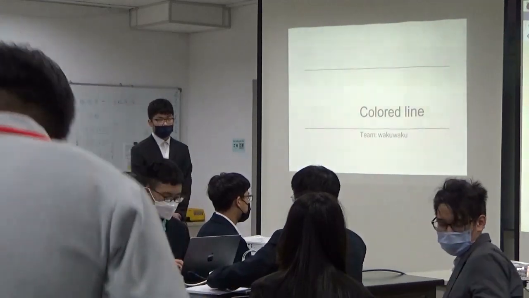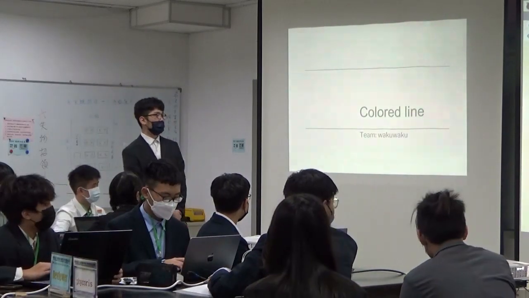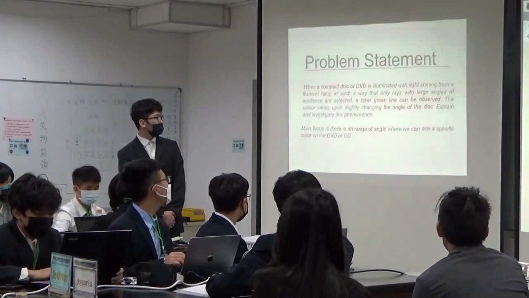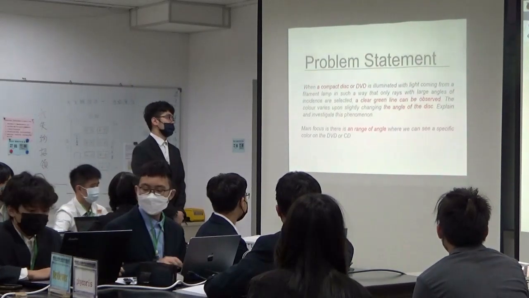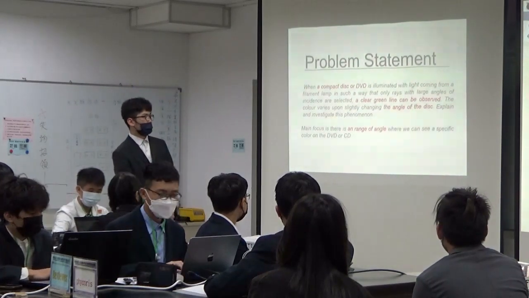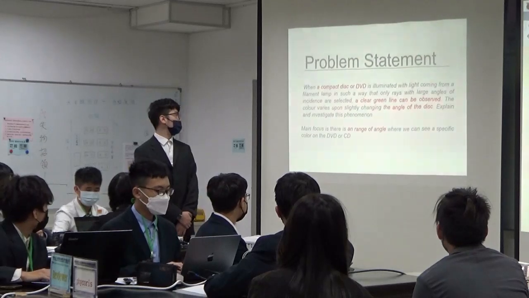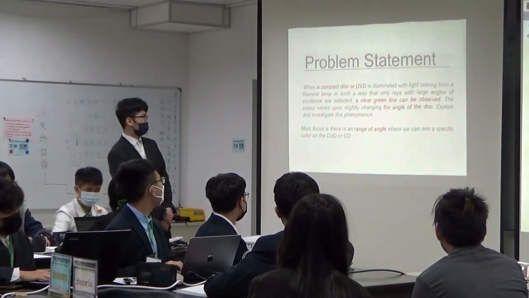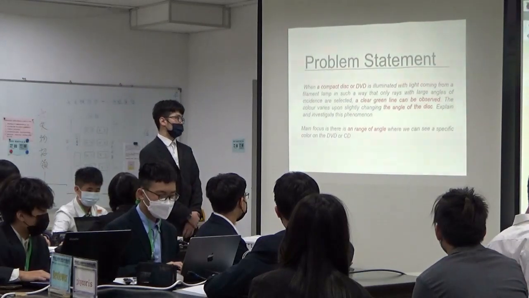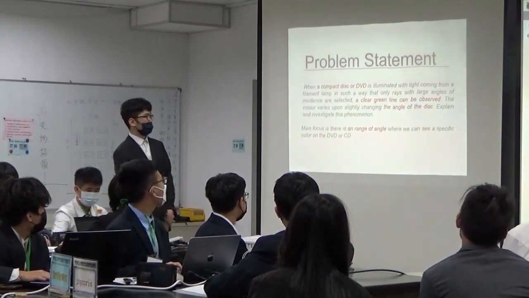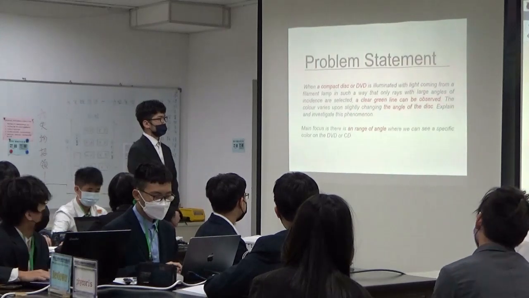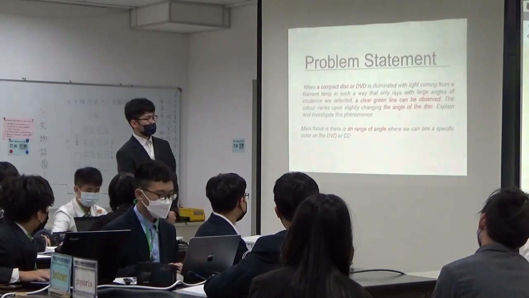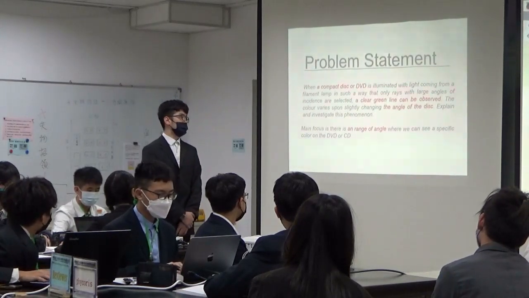And today I'll be presenting problem number 4, colored line. And this is the problem statement. When a compact disc or DVD is illuminated with light coming from a filament lamp in such a way that only rays with large angles of incidence are selected, a clear green line can be observed. The color varies upon slightly changing the angle of the disc. Explain and investigate this phenomenon.